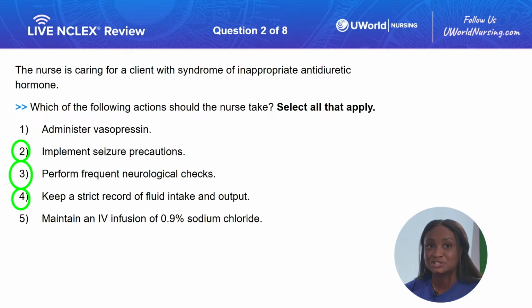So options 2, 3, and 4, those are our correct answers because those are sodium problems, monitoring or intervention. So those are the good answers that we need. But you guys did great on that one.